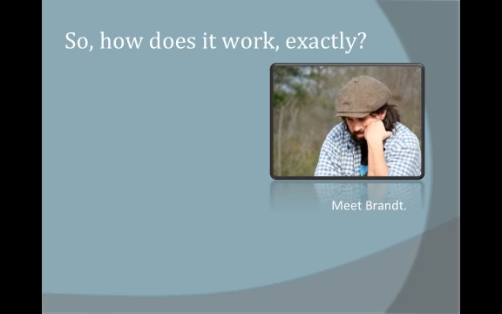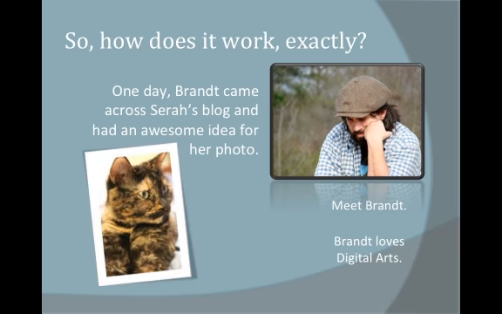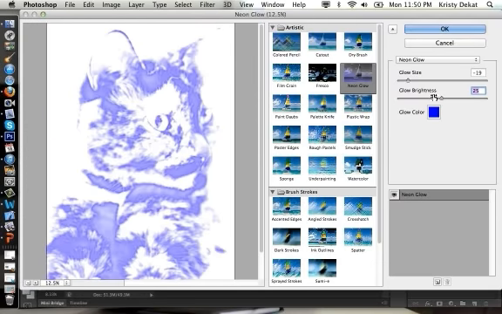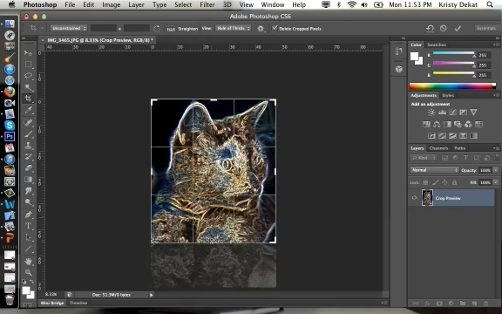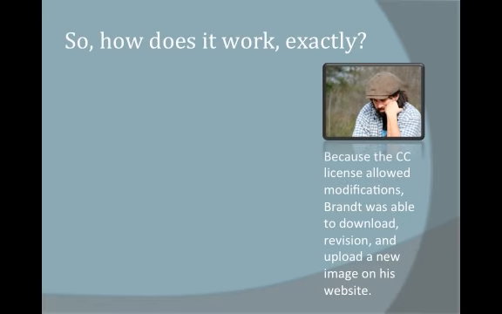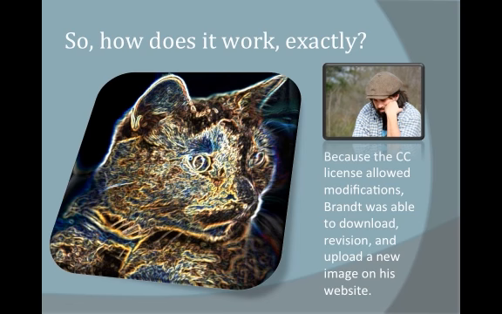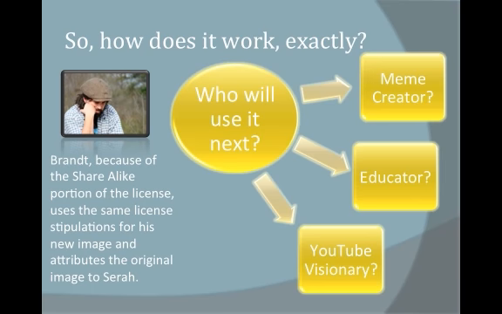Brant is a digital artist. He finds one of Sarah's photos to be perfect for his next art project. Noting that Sarah allows modifications to her work, Brant downloads the image and alters it to fit his vision. Because of the Creative Commons licensing, Brant was able to redesign the photos and upload his new artwork to his website. He will use the same license as Sarah to keep the free creative process flowing. Who will use it next? With Creative Commons, the possibilities are as limitless as the web.